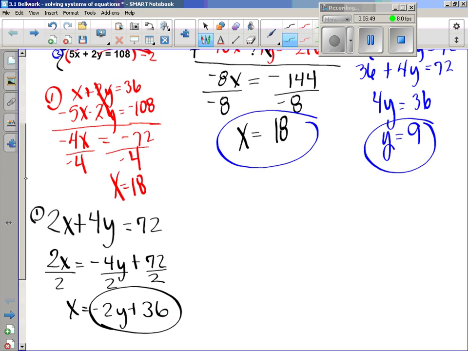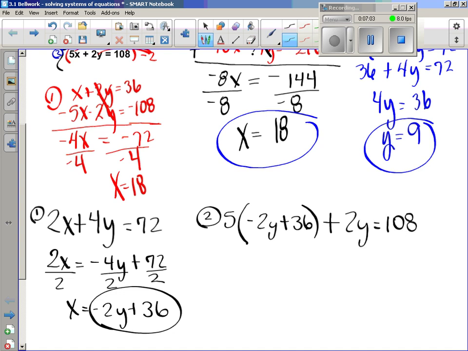So I would have in the second equation 5 times, and now I'm going to plug in negative 2y plus 36, plus 2y equals 108. So substitution method, you're just solving for one variable, plugging it into the other equation where that variable was. And then you distribute.